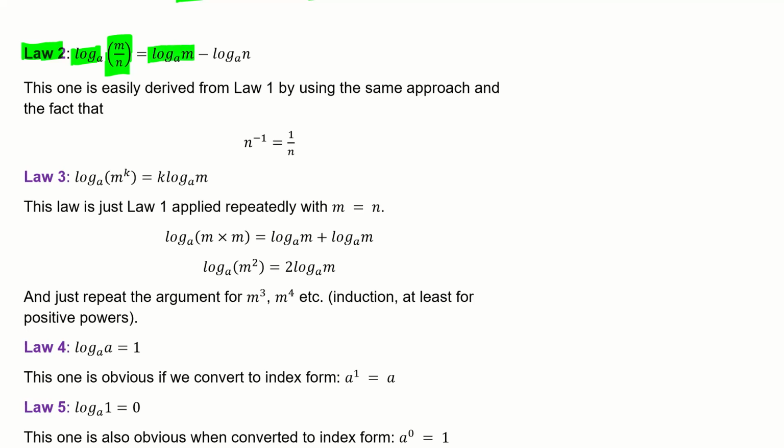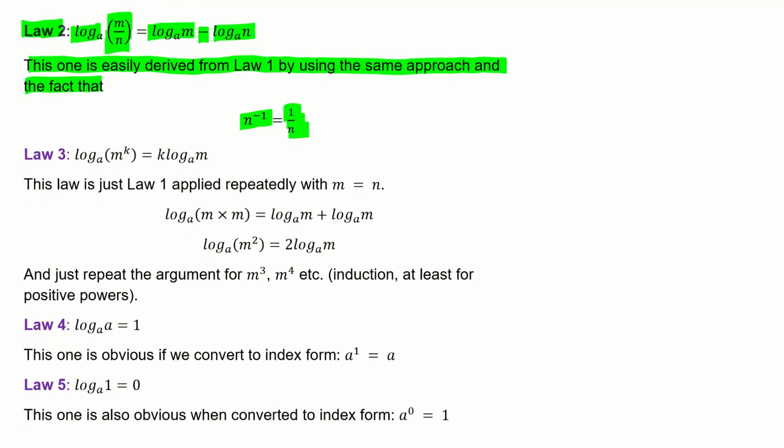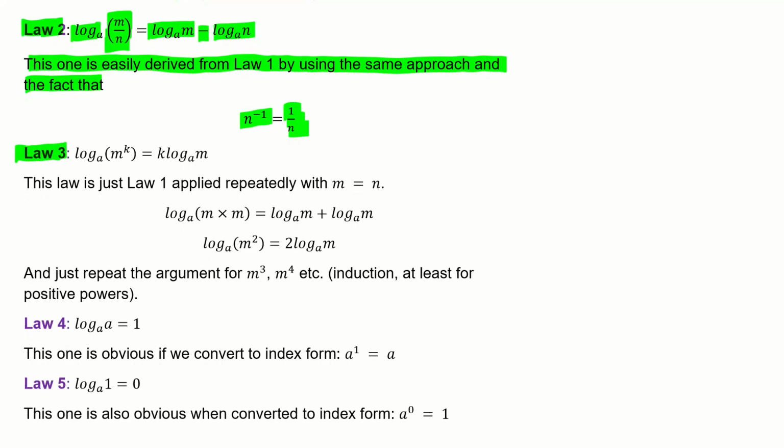Now law 2 says log to the base a of m divided by n is log to the base a of m take away log to the base a of n. This one is easily derived from law 1 by using the same approach and the fact that n to the negative 1 is 1 over n. And there's other ways of doing that law as well. Law 3, this is sometimes a very useful one.